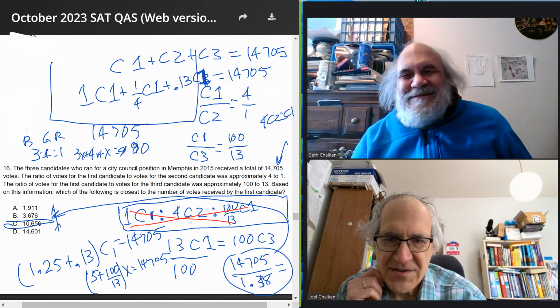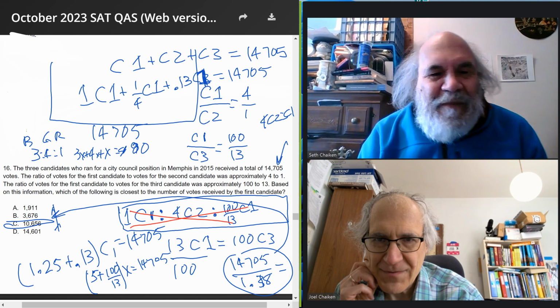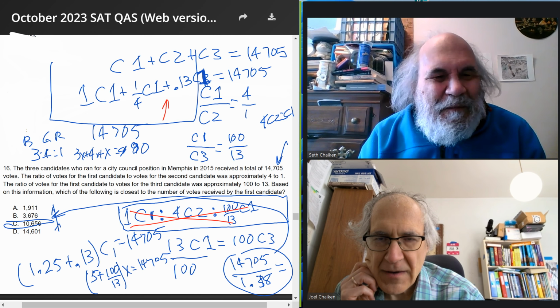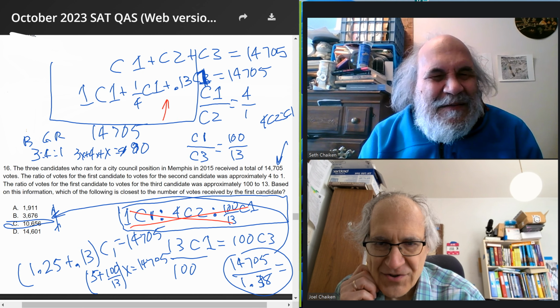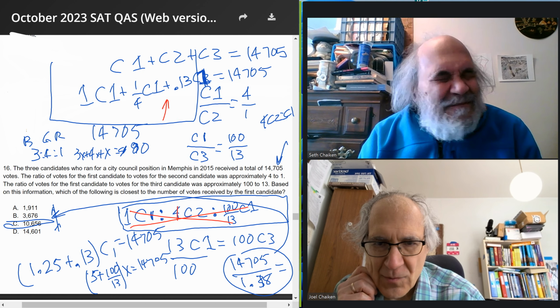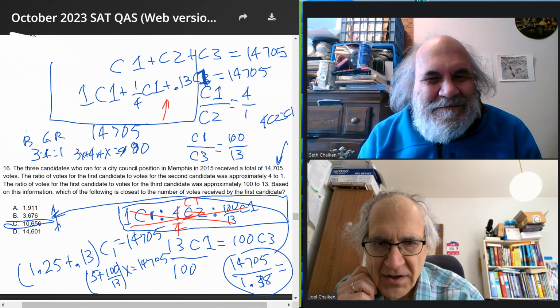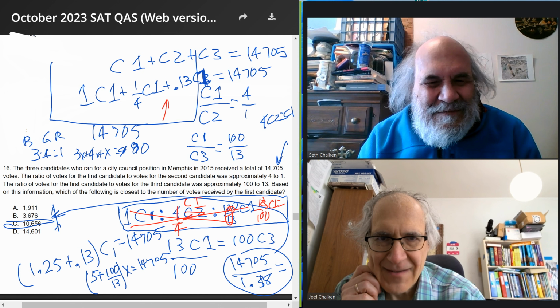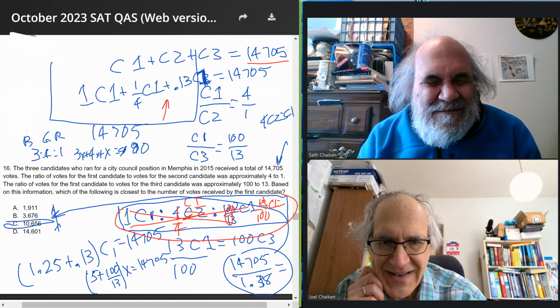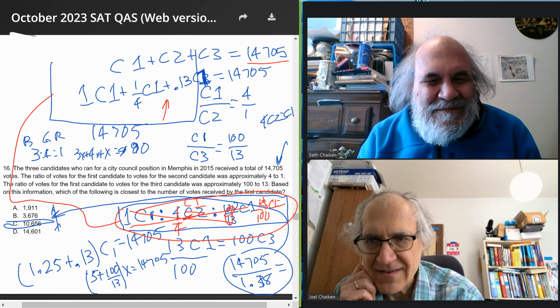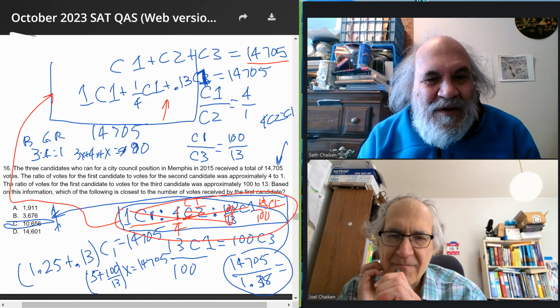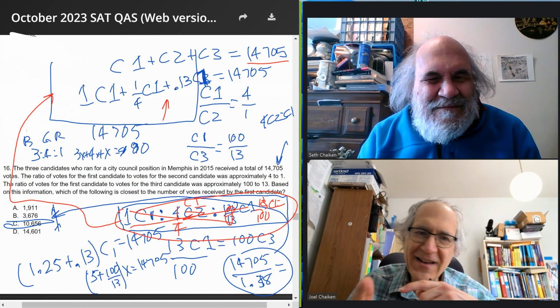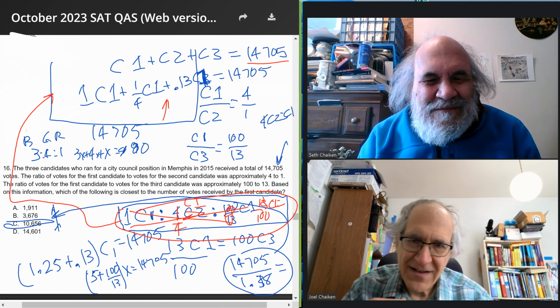If you're going to do it this way, you would actually write it this way. I got the ratios wrong. It's C1 to 1/4 C1 to 13 over 10 C1, and you add this up to 14,705. It turns out you get the exact same equation as this. I got the rate wrong, I sometimes get everything mixed up.